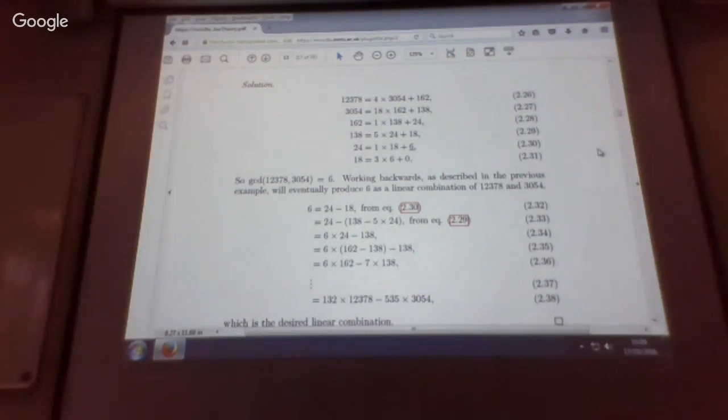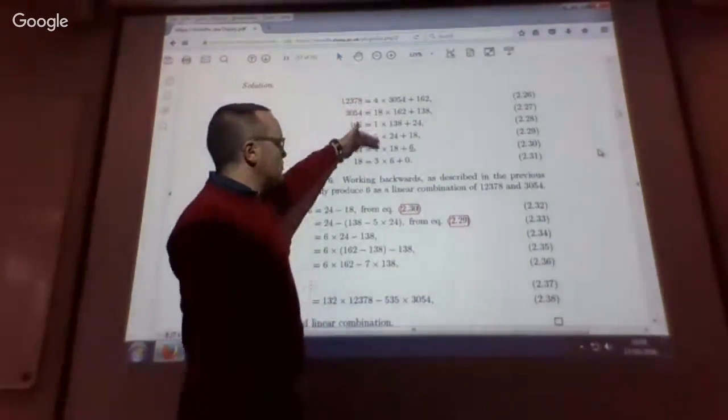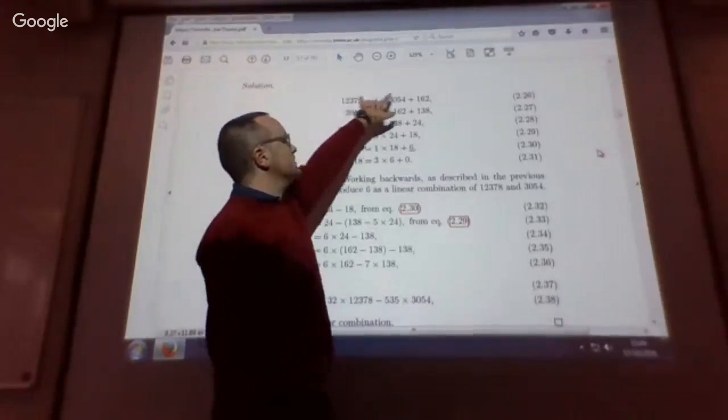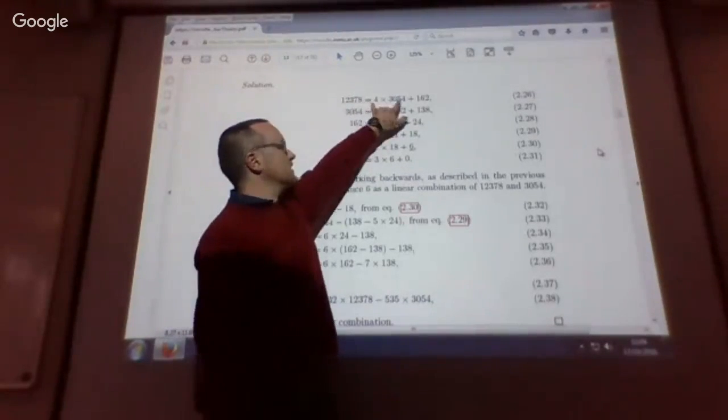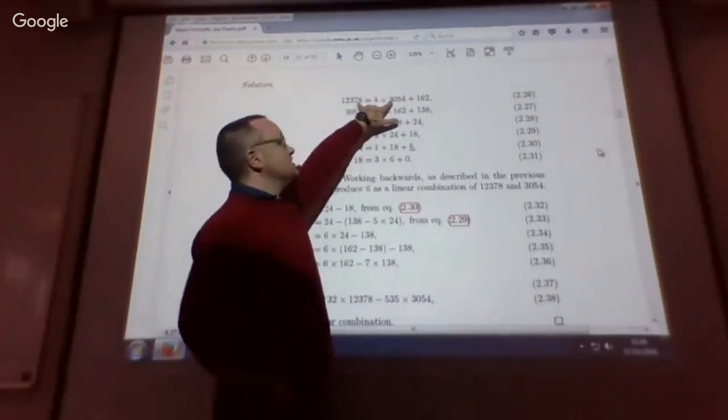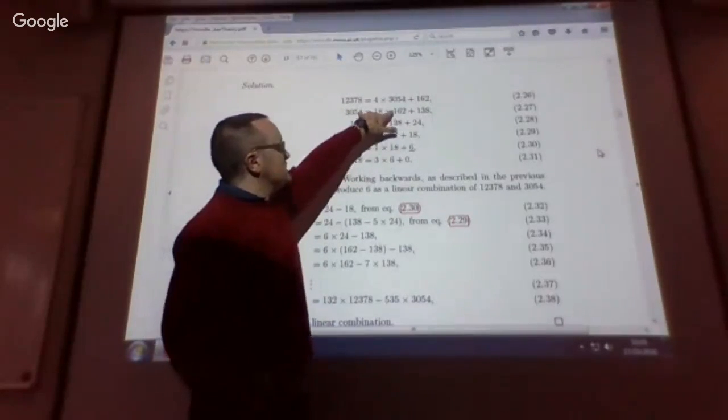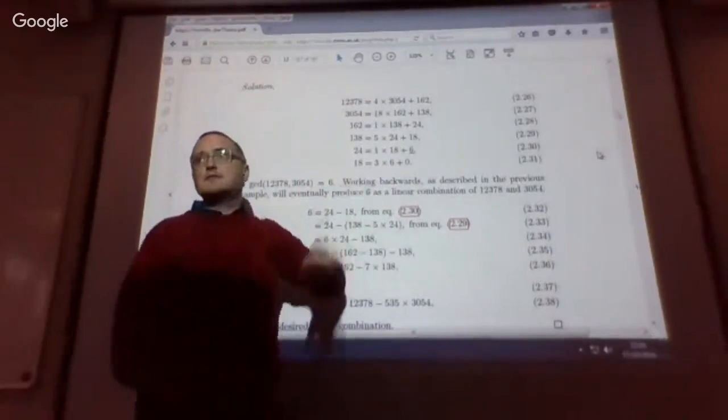Lemma 2.4 said that if we have this relationship, the GCD of A and B is equal to the GCD of B and R. So, although we're doing different integer divisions, what's always true throughout all of these is that the GCD of the original pair, 12,378 and 3,054, is equal to the GCD of each input pair all the way down.